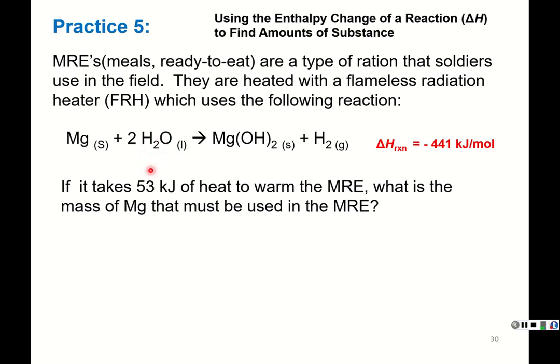Very easy to do when you're in the field. That creates magnesium hydroxide and hydrogen gas, and this reaction is very exothermic here. You can see it gives off 441 kilojoules per mole. Right, if it takes 53 kilojoules of heat to warm one of these meals, what is the mass of magnesium that must be used in that FRH in the MRE?